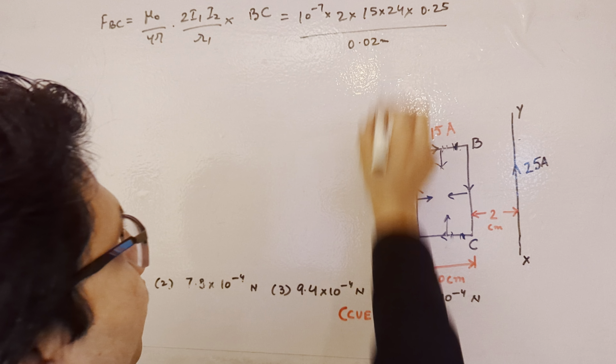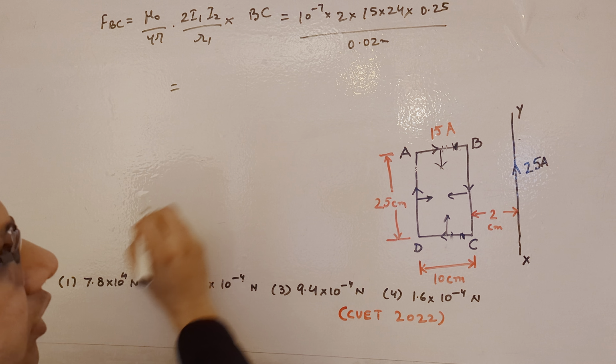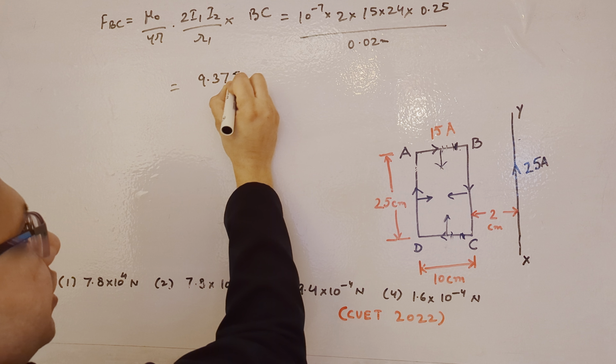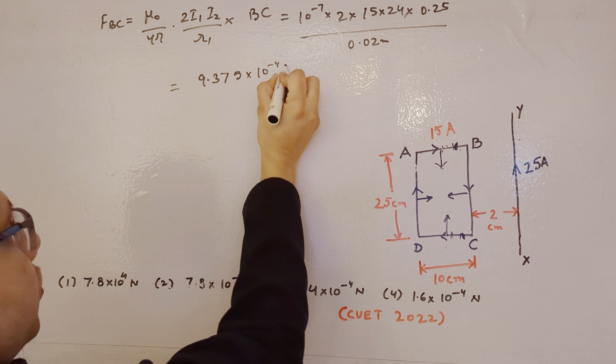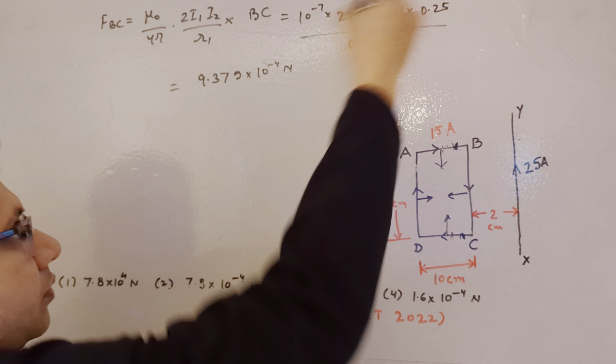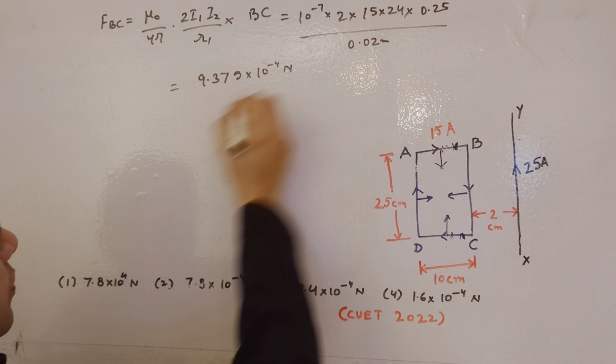So in this way, we get this particular ratio, and after solving it, it comes out to be 9.375 into 10 to the power minus 4 newtons. This is the value of this particular calculation.